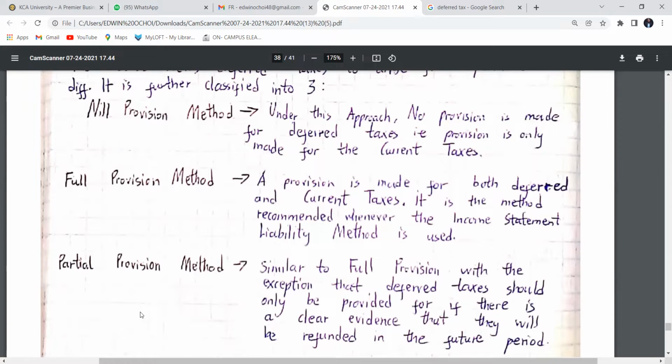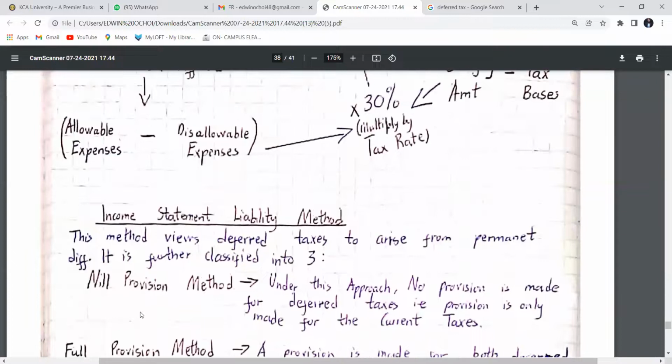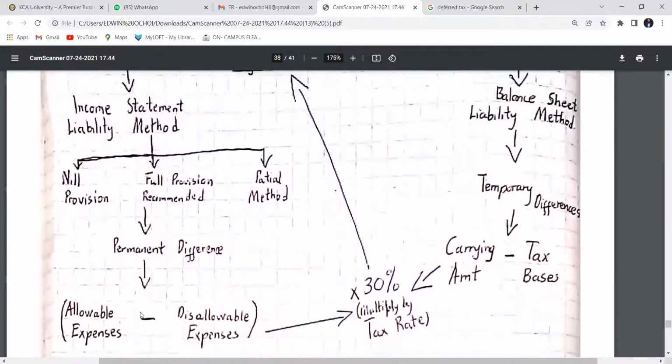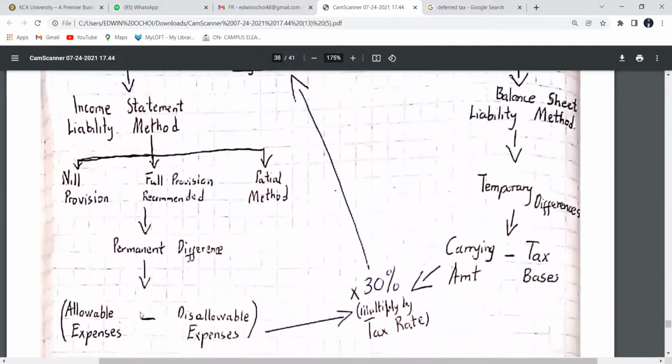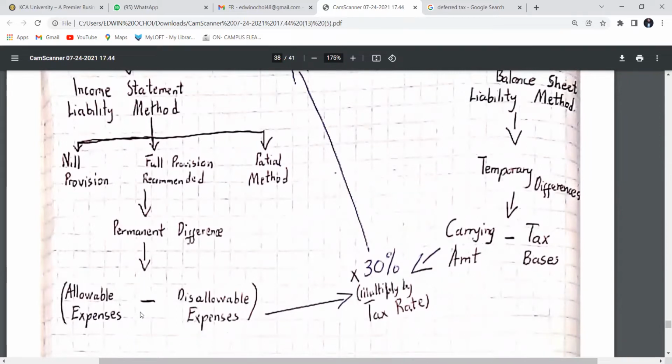So when we talk about partial provision, it is similar to full provision, with clear evidence that there will be a refund of the tax in the future period. So I was still explaining the two methods. I have talked about the income statement liability method, which has three methods: nil provision, full provision, and partial provision. I have said that the income statement liability method views deferred tax to arise from permanent difference. And you need to know that permanent difference is the difference between the allowable expenses and disallowables.